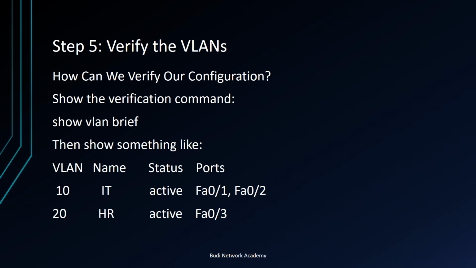Now let's verify that our VLAN configuration is correct. On the switch, we can use the command show vlan brief. This command allows us to see the VLANs that exist on the switch and which ports are assigned to each VLAN.